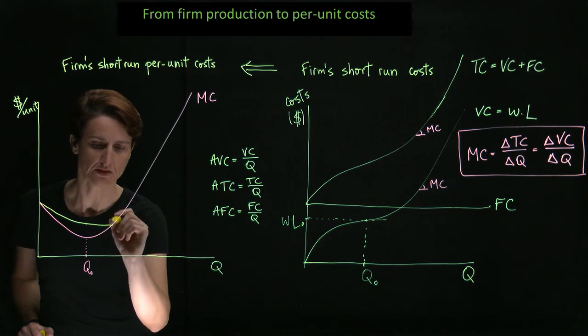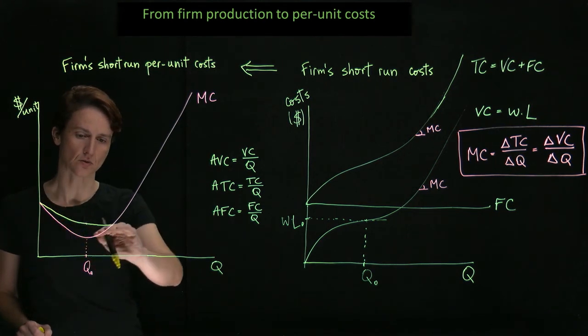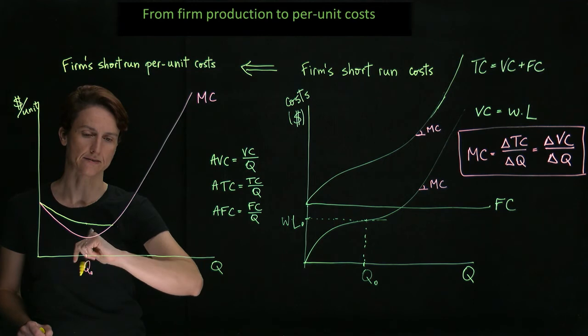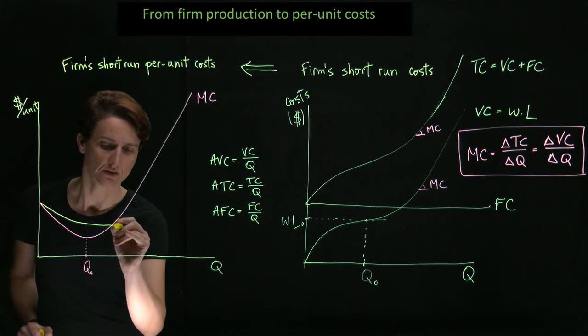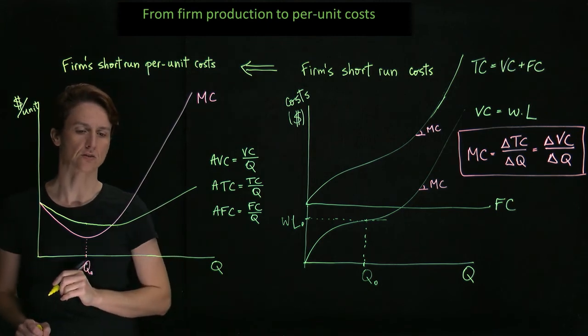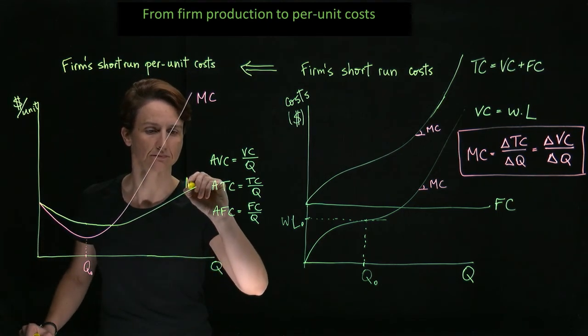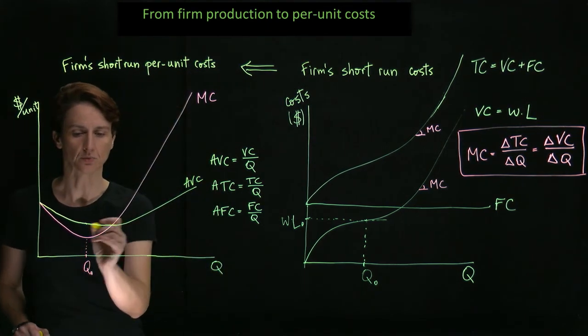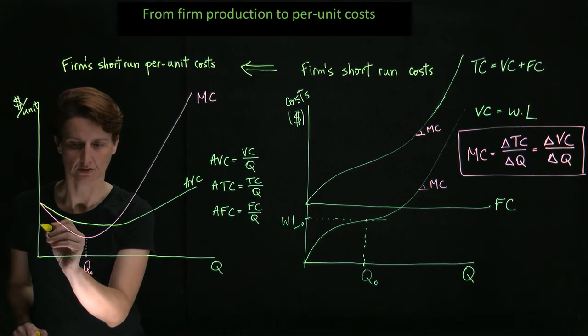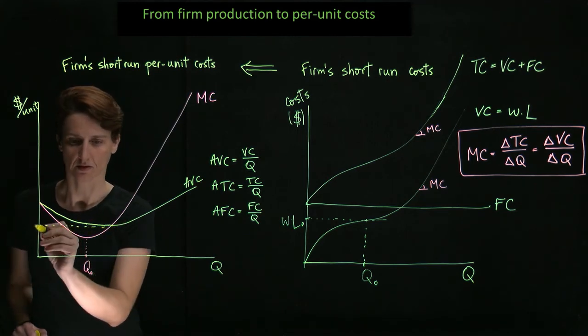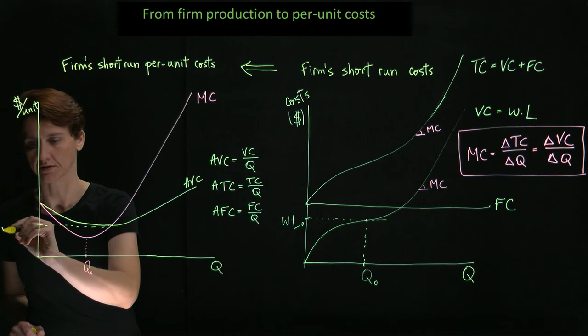And it will keep decreasing as long as marginal cost is lower than the current average. Once these two curves intersect, average variable cost will start to increase as well. So this point of intersection is where average variable cost is minimized.